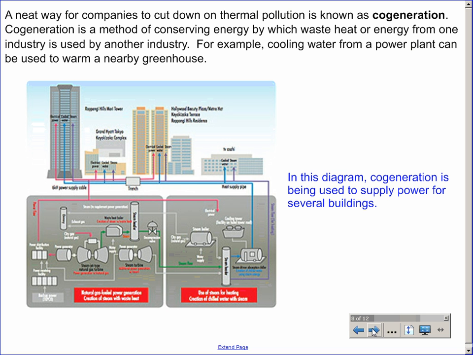A way for companies to cut down on their thermal pollution is known as cogeneration. Cogeneration is a method of conserving energy by which waste heat or energy from one industry is used by another industry. For example, cooling water from a power plant can be used to warm a nearby greenhouse. In this diagram, cogeneration is being used to supply power for several buildings.